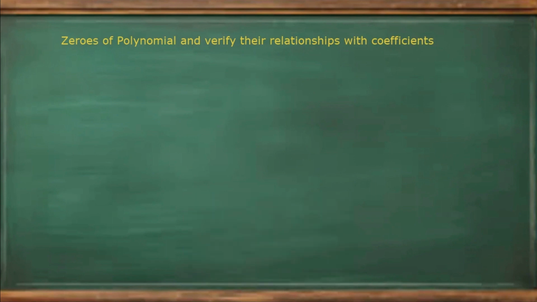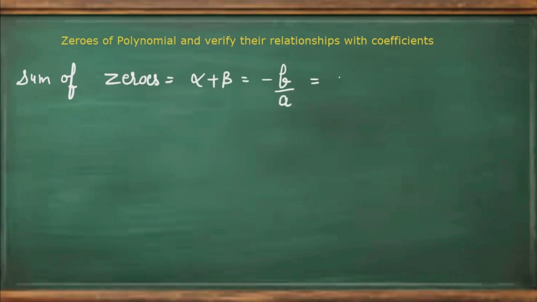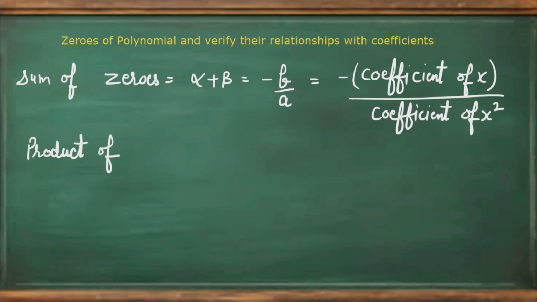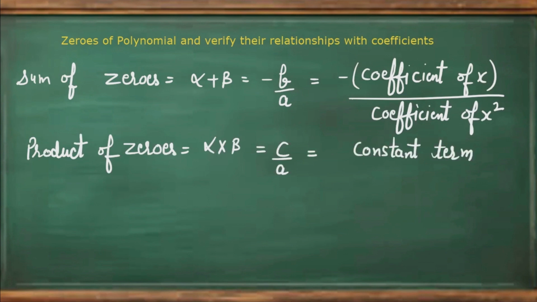Secondly, you should know the formulas: sum of zeros is equal to alpha plus beta, which is equal to minus b over a, where b is the coefficient of x and a is the coefficient of x square. Then product of zeros is equal to alpha into beta, which is equal to c over a, where c is the constant term and a is the coefficient of x square.